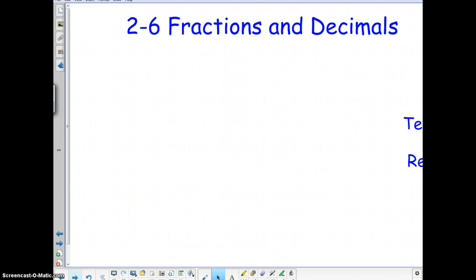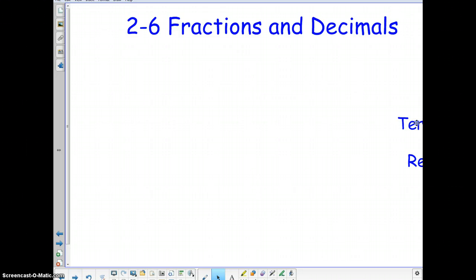So, 2/6 fractions and decimals. This is what should be on the top of your notes. Once you have that on the top of your notes, turn to your vocab sheet. We'll be doing 2 terms for 2/6 on your vocab sheet.